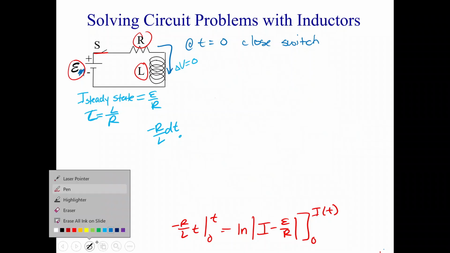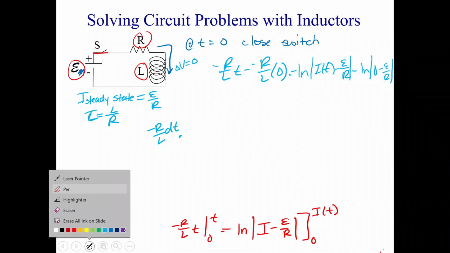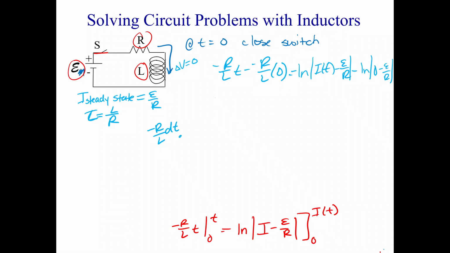All right, so what we're going to do is solve the left side. That's just going to be negative R over L times t minus negative R over L times 0. Always show your substitution. On the right side, we're going to get the natural log of I of t minus E over R minus the natural log of 0 minus E over R. Just like with the capacitors, reminder: you can't just say the second part of it is 0, because it's not.